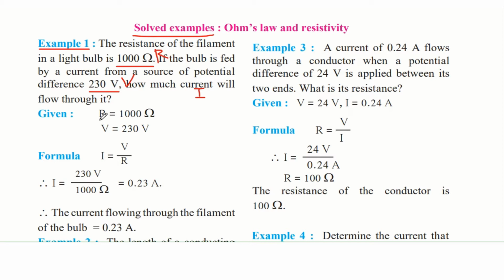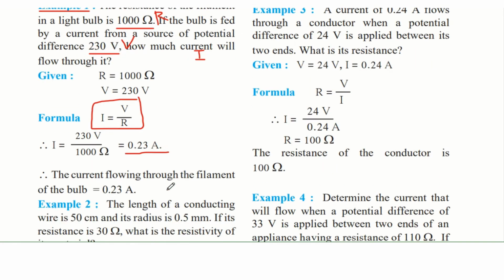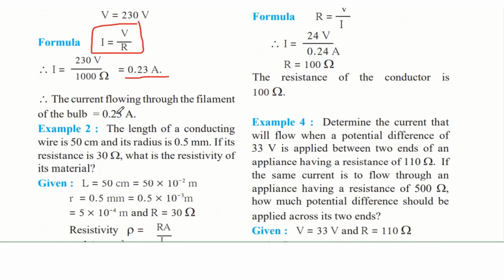So here resistance is equal to 1000 ohm, potential difference is 230 volt, and they are asking us to find I. So we'll use the formula of Ohm's law: I is equal to V upon R. All we have to do is substitute these values and we get the answer as 0.23 ampere, because the unit for current is ampere. So therefore the current flowing through the filament of the bulb is 0.23 ampere.